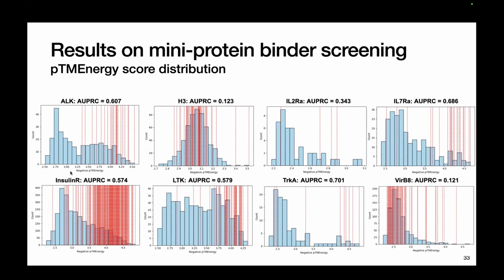The x-axis is the negative PTM energy, because our score is actually the lower the better. To be intuitive, we flip the sign, so here it should be the higher the better, right? You can see that maybe H3 wasn't doing that great, but for the others, the model puts the binders fairly at the top, right?